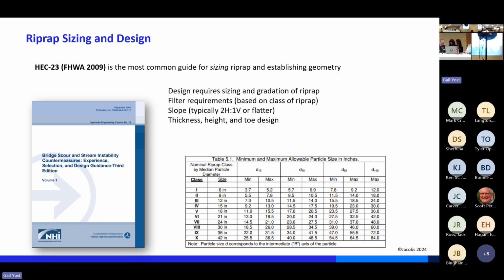This is probably the most common design guidance out there. It's called HEC-23. It's on FHWA. Definitely the most commonly used. It'll help with sizing your material and then the gradation of the material. It also covers things like, if you're putting rock down, you usually have filter material underneath, thicknesses, all that kind of stuff. This is probably the most commonly used guidance for riprap or rock toe or whatever.